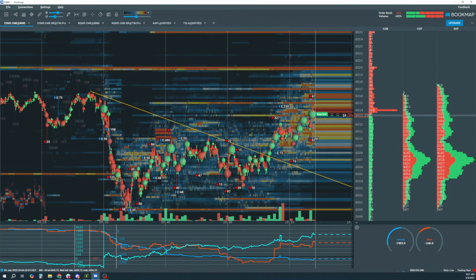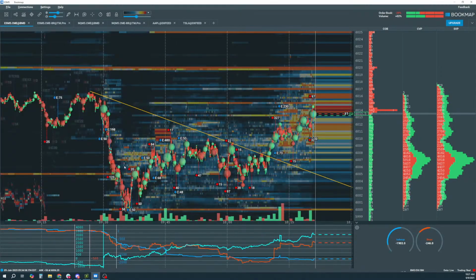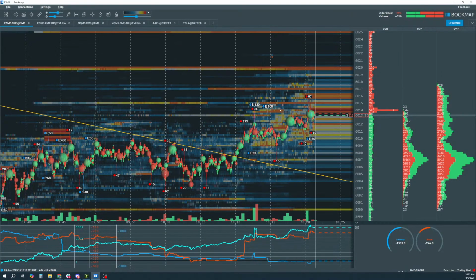Okay, when this really sets up in here, and you really see it, like maybe even at a gap fill area, or some other really critical higher time frame level, you can really get some nice moves.